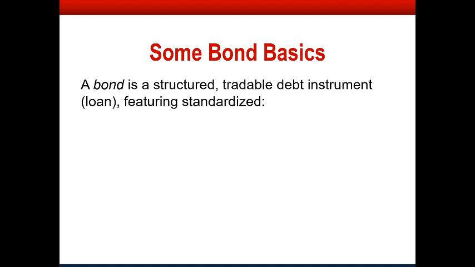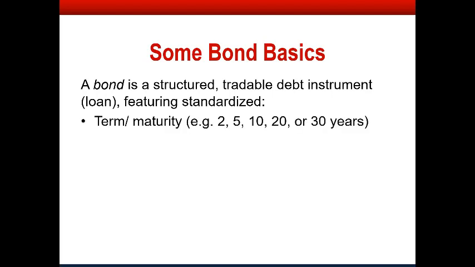What is a bond? A bond is just a structured tradable debt instrument or loan, where these elements are typically standardized: the term or maturity of the bond, and entities can issue bonds in pretty much any maturity term they want to, but some standard typical maturities offered are 2, 5, 10, 20, and 30 years.